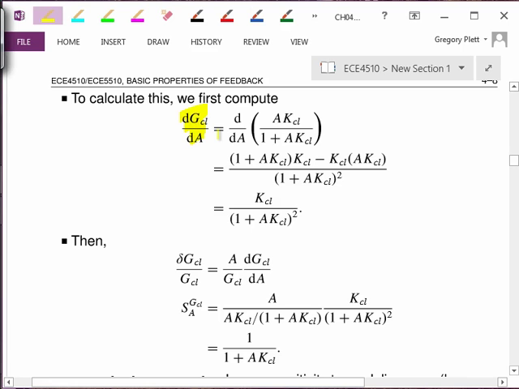So dG CL by dA is the derivative with respect to A of the closed loop gain, which is what I had from before. And here we're using the quotient rule of calculus because we see that A is in both places. The quotient rule says the derivative of a quotient is equal to the denominator times the derivative of the numerator. So the derivative of K CL A with respect to A is just K CL. And then minus the derivative of the denominator, which is K CL times the numerator, all divided by the denominator squared.